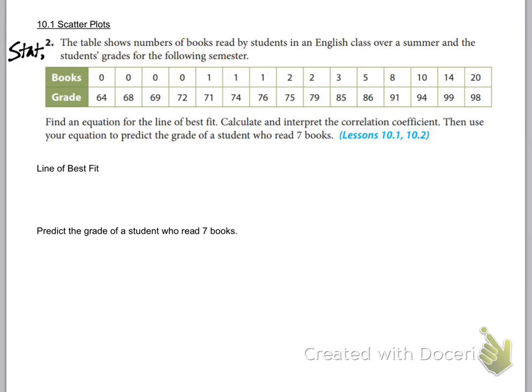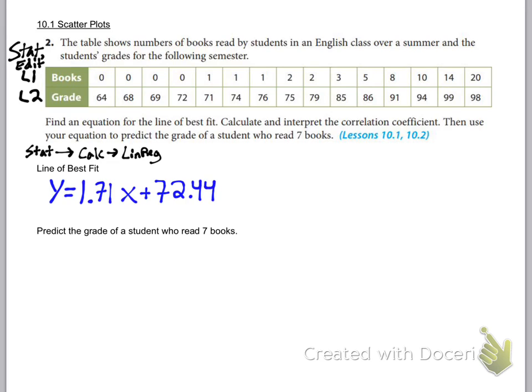For scatter plots, just a reminder, you want to press stat, then edit or enter. The books will go in L1, and the grade will go into L2. Make sure you double check your work. I actually did this whole problem and found out at the end that I made a mistake. So I'll give you a way to check it. Once you type those in, remember stat, then calculate, then down to the fourth one, linear regression. That's how you run a linear regression. And I got y equals 1.71x plus 72.44.